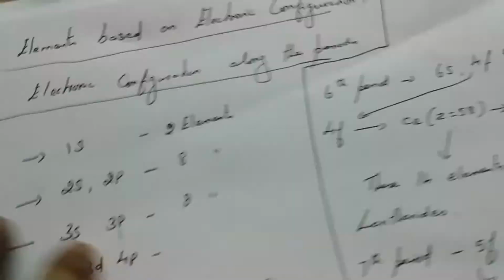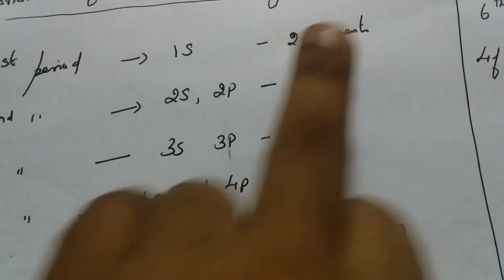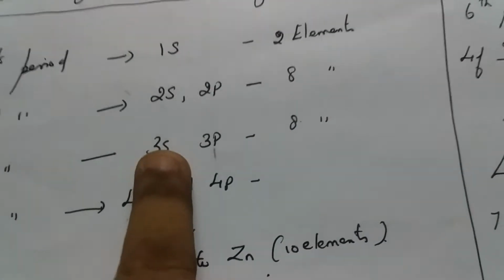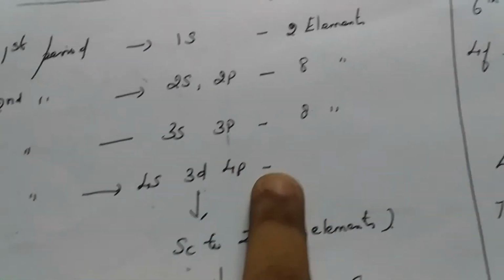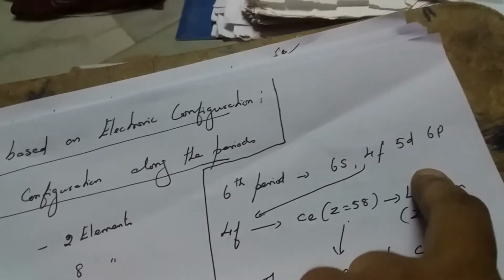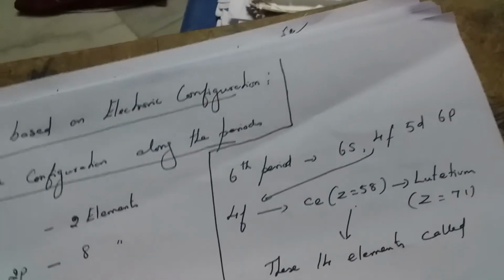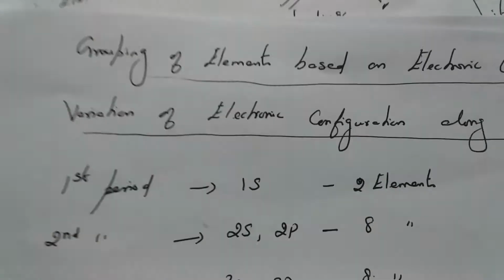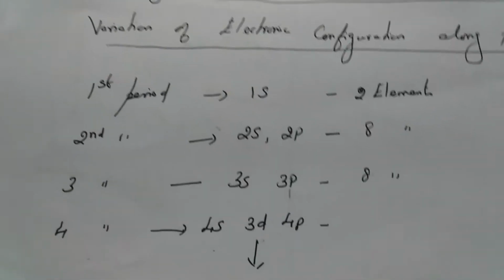Therefore, in the periodic table, in the first period the electrons are filled in the 1s orbital. In the second period, 2s followed by 2p, and in the third period, 3s followed by 3p. In the fourth period, 4s, 3d, 4p, and in the sixth period, 6s, 4f, 5d, and 6p. Next, we are going to see how the electrons are arranged based upon the group.